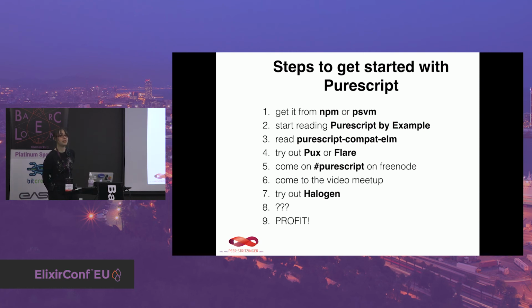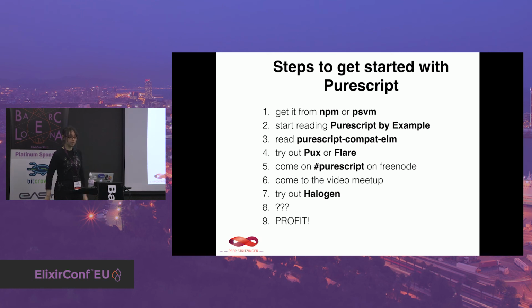So if you want to get started with Purescript, there are a bunch of steps that I suggest. First one is to get it from NPM, or PSVM is good. It's a version manager for Purescript, so you can get a specific version. And then you might start reading the Purescript by Example book, which is written by Phil Freeman, and it will walk you through learning Purescript. And if that goes a bit too fast, then you should probably get the Haskell book, because they're still so similar that the things you learn do carry over. I mean, they are quite the same.